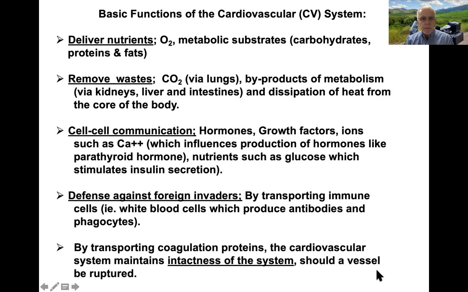But in fact, in looking at this list I put together here, there's almost nothing that I can think of that the cardiovascular system is not involved in mediating or carrying out for us. So it's a real appropriate place to begin our discussions this semester.